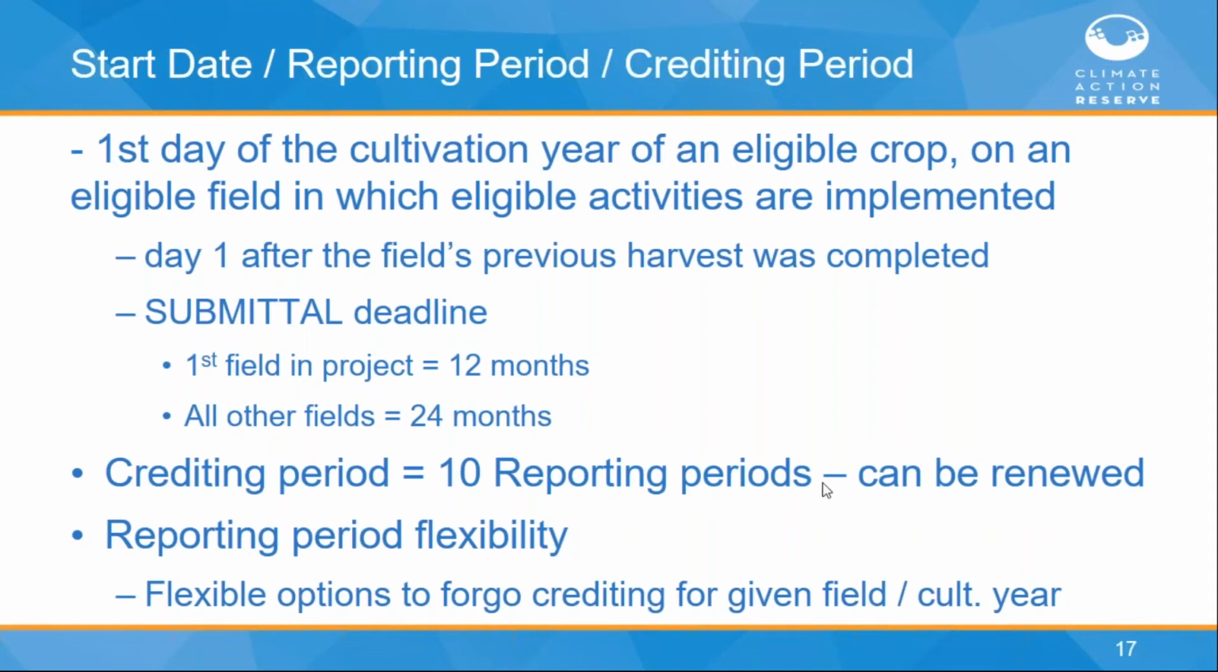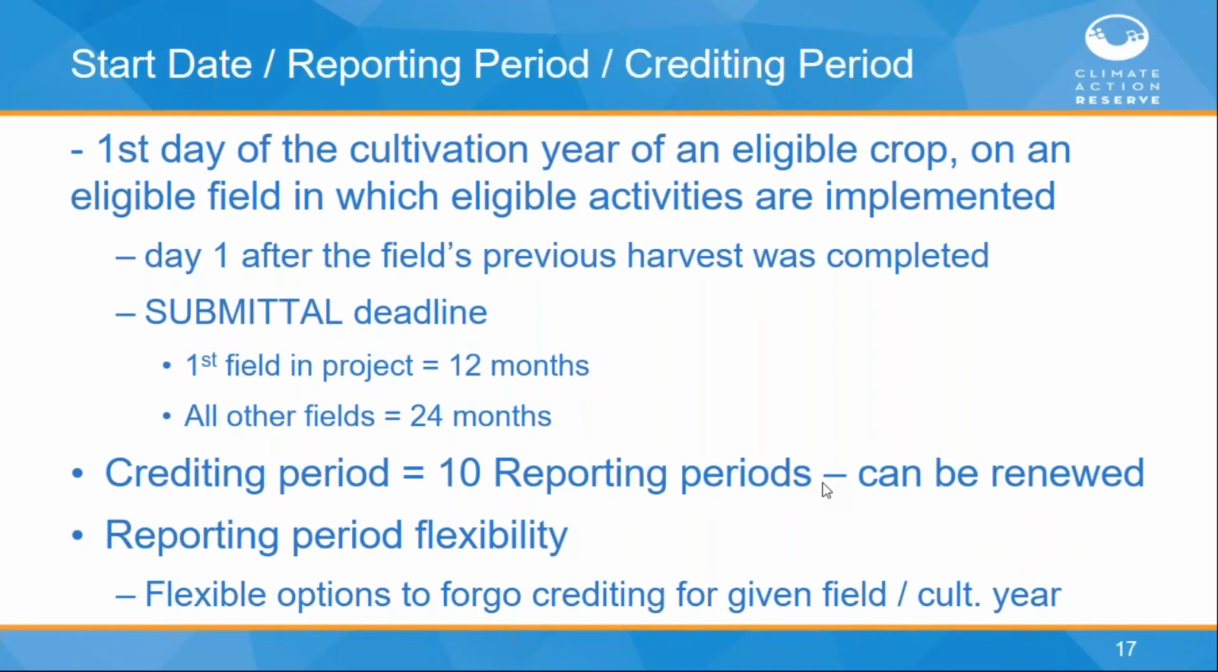So the start date is essentially the first day after the field's previous harvest is completed. Generally, all the eligible crops, as you saw previously, are annuals. So typically we're looking at a 12-month cultivation year.